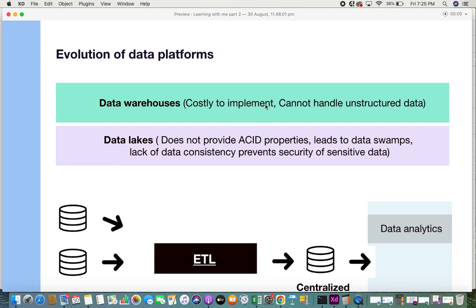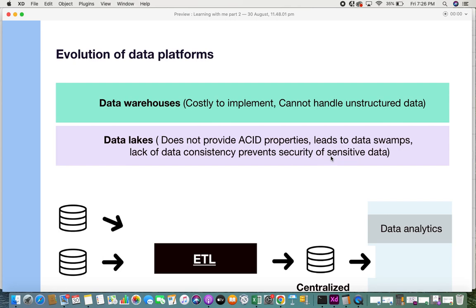So in order to overcome these drawbacks is where the data lakes came in, where they can accommodate structured, semi-structured as well as unstructured data. But of course, data lakes also have their own set of drawbacks, which is it does not provide ACID properties, and also failing to organize that data would lead to data swamps. Lack of data consistency prevents security of sensitive data, so you're not able to implement any security rules to this data. So these were some of the drawbacks.